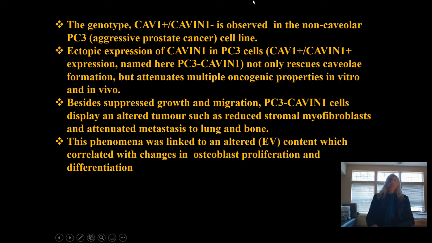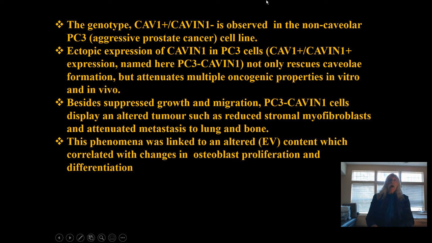That's the genotype, right? Cavin-1 is no longer being expressed. And that's observed in non-caveolar PC3. It's just a reiteration of what I just said. PC3 is aggressive prostate cancer. It's a particular cell line. It's kept in vitro and used for these kinds of studies.